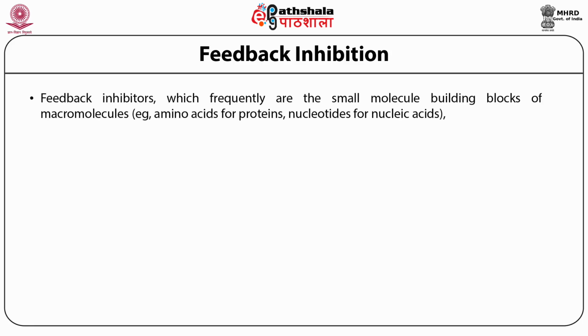Suppose the synthesis of protein is not required; in that case the amino acids themselves start acting as the feedback inhibitor, so that more synthesis of protein cannot occur. The same thing is true with nucleic acid or DNA synthesis also. Sometimes nucleotides themselves act as the negative effector molecule for the synthesis of nucleic acid, and so it regulates the anabolic pathways.